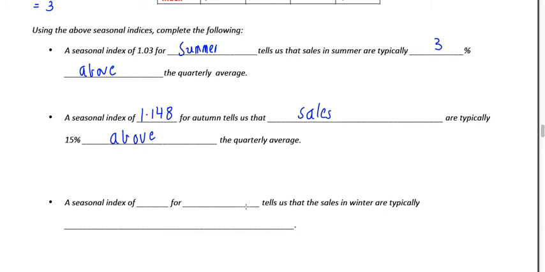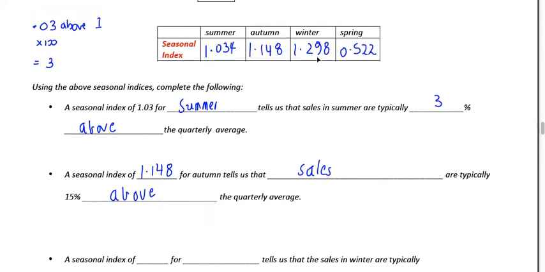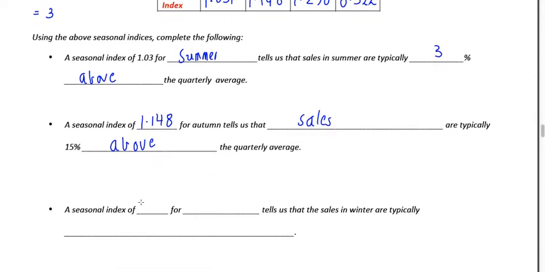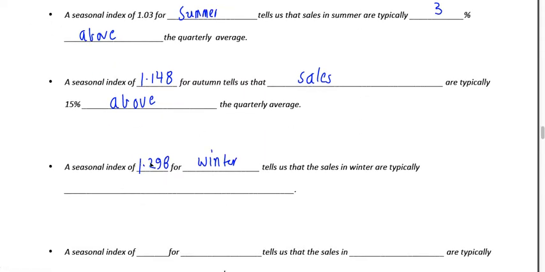Moving along, this sentence here is talking about winter. So if I look at winter, 1.298, seasonal index of 1.298 for winter tells us that sales in winter are typically, they're above, they're about 0.30 if I round to 2 decimal places, so 0.30 above, that equates to 30% above the quarterly average.